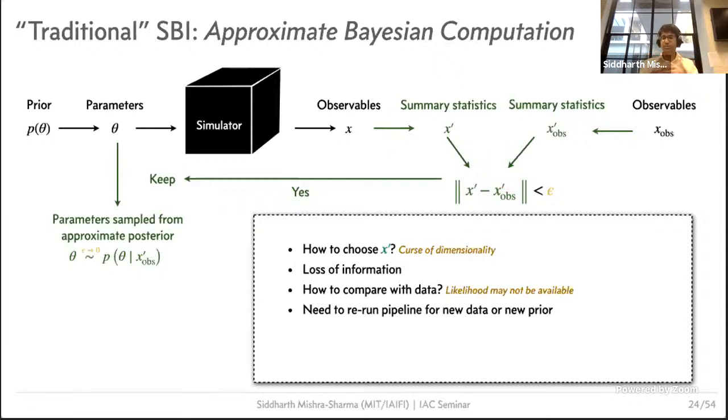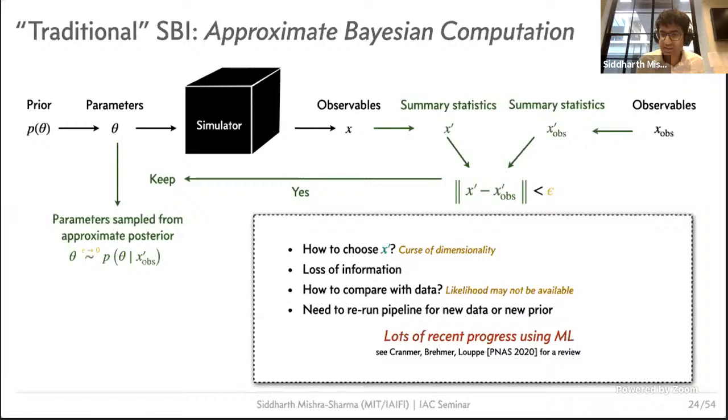There are several issues. You have to choose summary statistics, so you can't directly work with high-dimensional data because that's inefficient. That's the curse of dimensionality. Reducing data to summaries means you're losing information. You have to have some way of comparing your summaries with your data, some kind of distance metric, and the likelihood may not be well motivated. And then every time you have a new data set, you need to rerun this pipeline anew. So for example, in the present problem, if we have thousands of lenses, that's not very efficient.